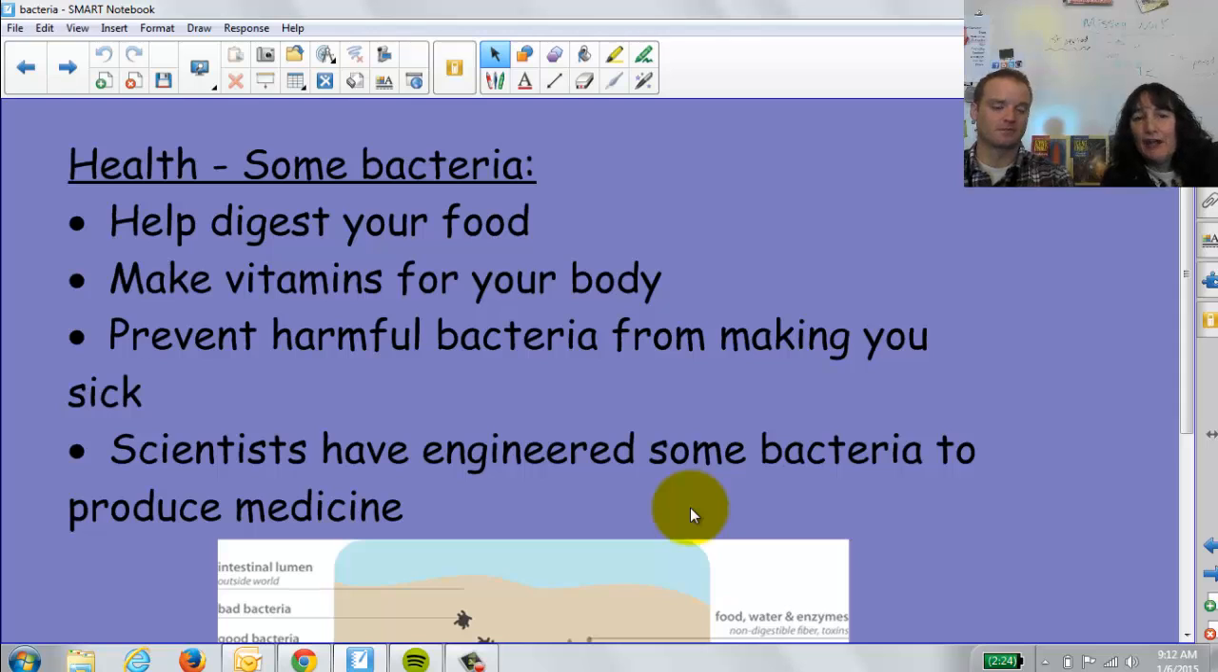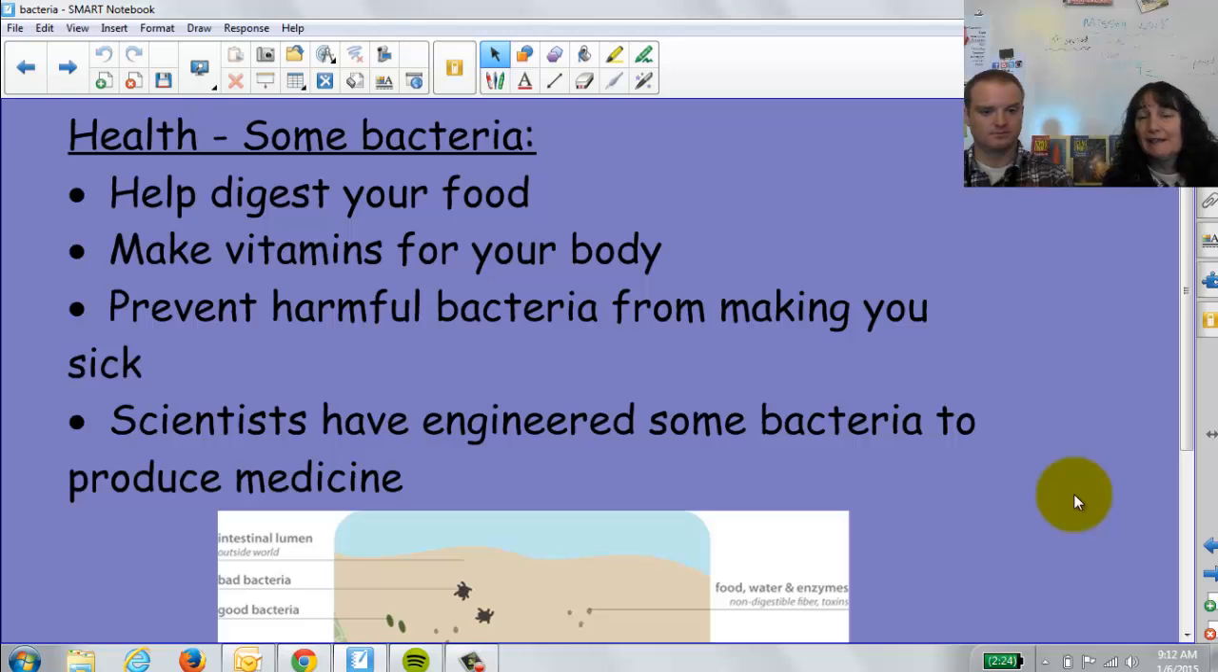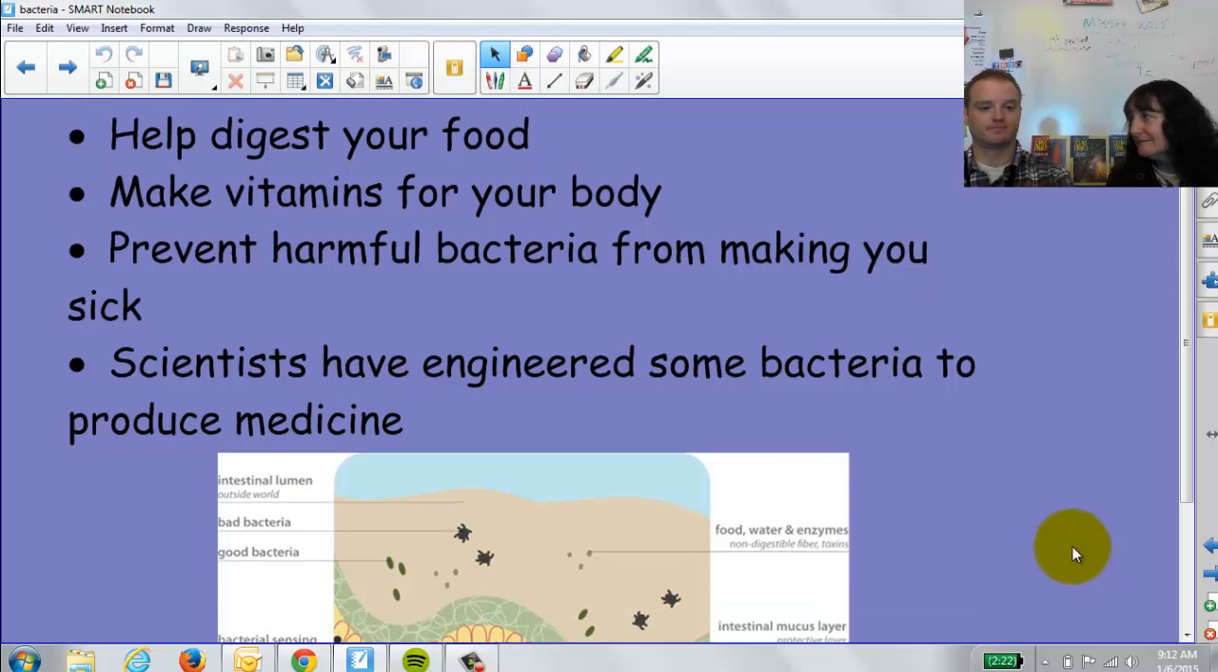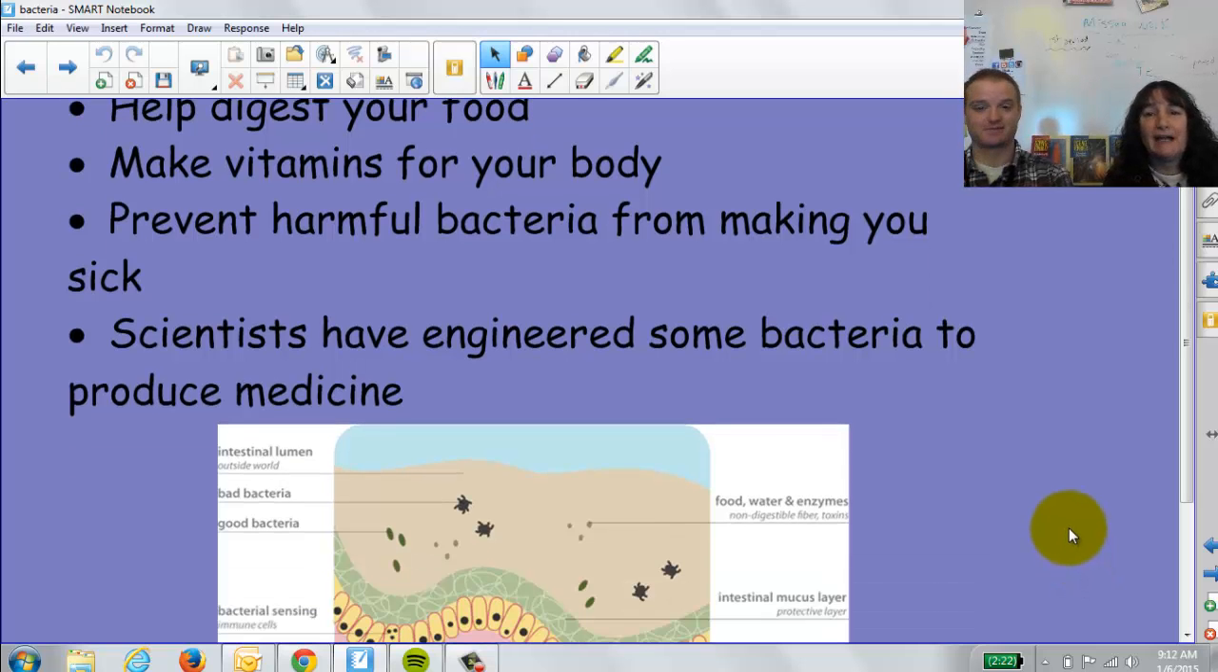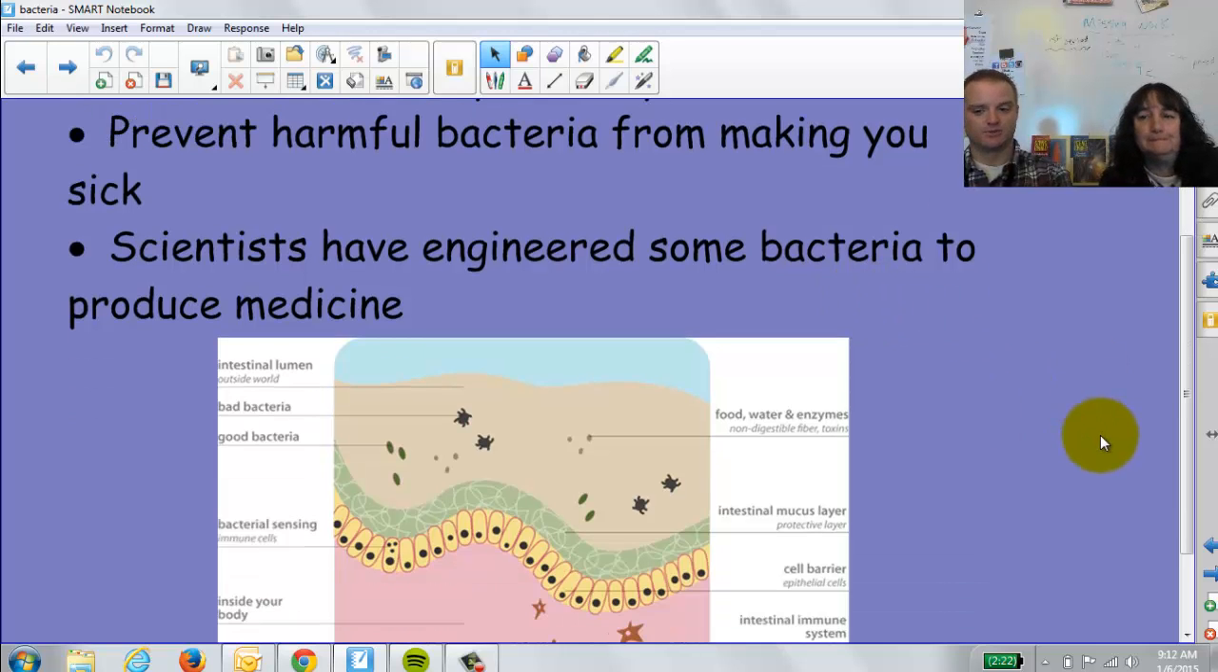And as far as your health goes with bacteria, as Mr. Rogers said, you have bacteria in your gut. They help you digest your food. You have bacteria that are actually making vitamins for your body, so that helps you keep healthy. You have bacteria that will actually fight off the harmful bacteria because they have a nice little spot living in your body. They don't want any bad bacteria coming in messing with that. And we can also engineer bacteria to produce medicine. When we did the making insulin, using different bacteria for that.